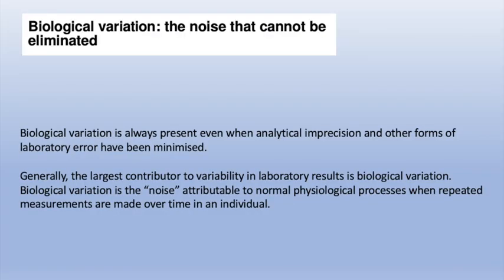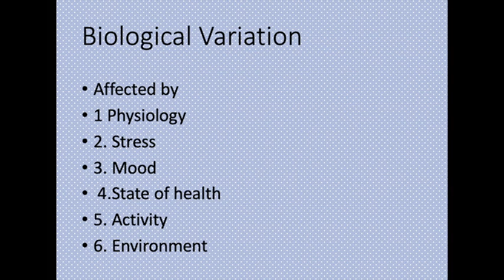Biological variation is the noise that cannot be eliminated. It is present even after analytical imprecision and other forms of laboratory error have been minimized. It is the largest contributor to variability in laboratory results. It is affected by factors such as physiology, stress, mood, state of health, activity, and environment.